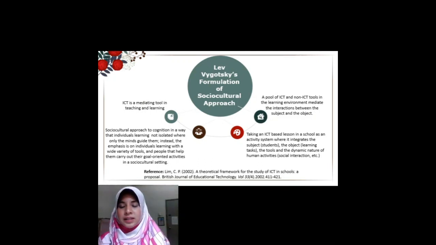From here it says that the students use the ICT tools in learning new knowledge from the interaction between the teachers and also the peers inside the socio-cultural setting, which is the classroom. This is referred from Lim 2002, a theoretical framework for the study of ICT in school, a proposal.